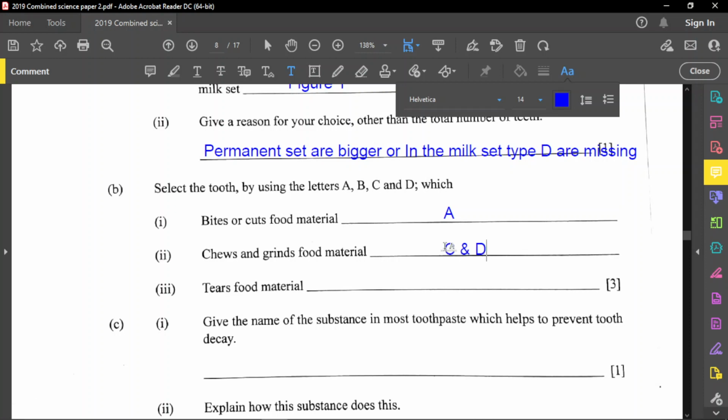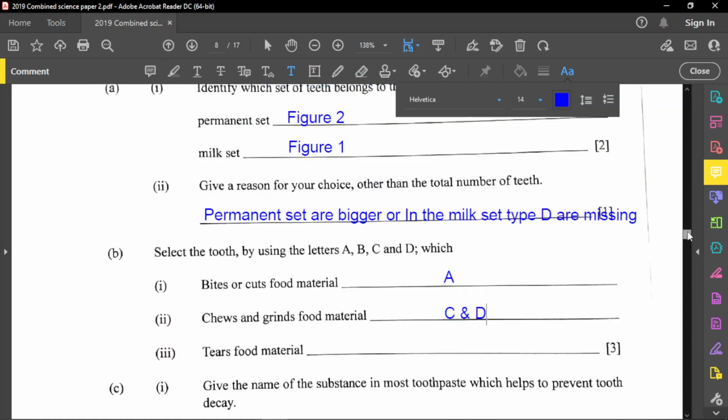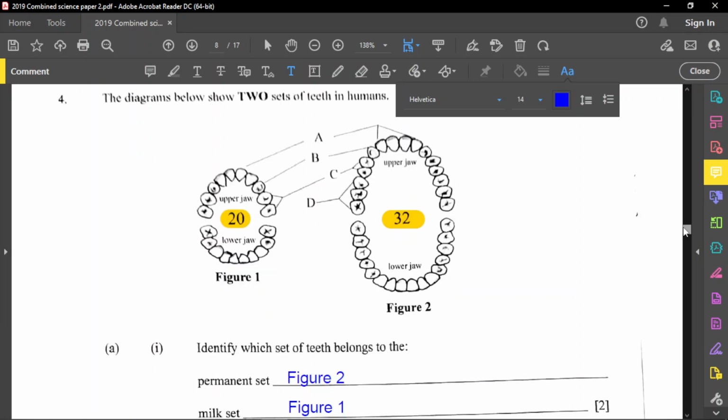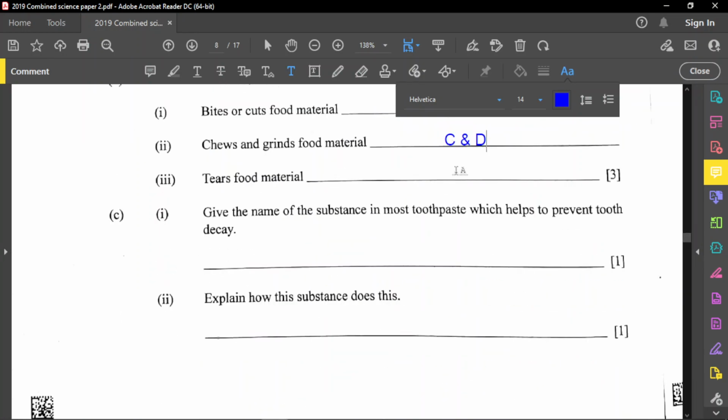Okay, C and D. All right, and to tear food, those are the canines. The canines will tear food, particularly meat. And so canines will be B. Those are pointed teeth, very pointed teeth. So those are B right there.